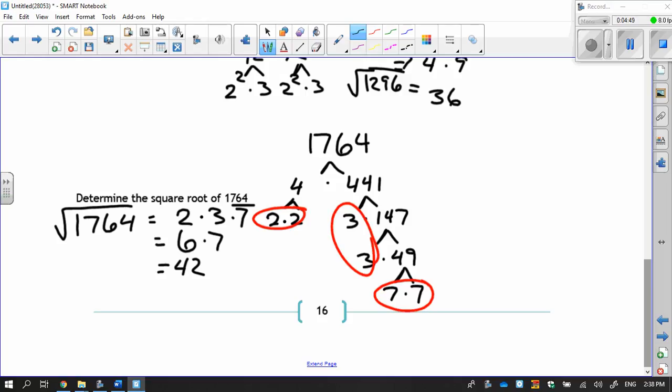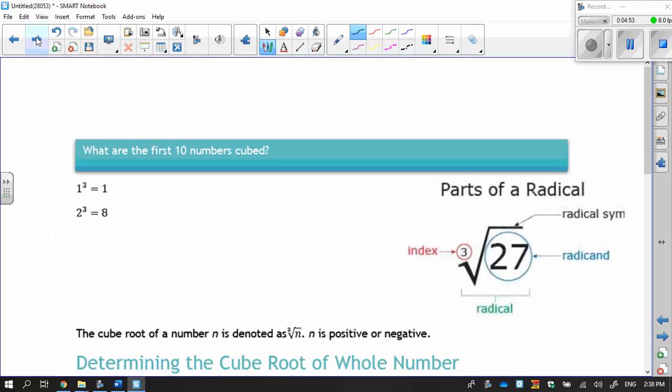Now that was perfect squares. We are going to move on to perfect cubes. So what are the first 10 numbers cubed? I would definitely recommend having at least up to 6 cubed. 7 through 10 are ones that we're not going to use as much.